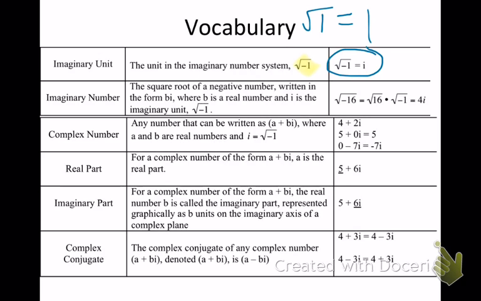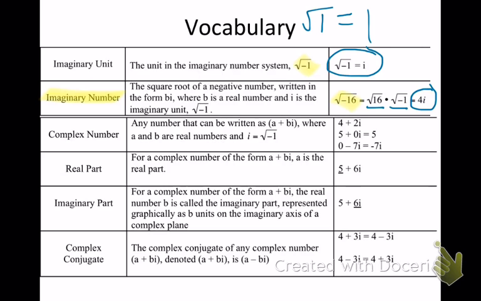Okay? So now we're going to use that to get imaginary numbers. For example, let's say I have the square root of negative 16. Well, I can break that down as the square root of 16 and the square root of negative 1. Square root of 16 is 4. The square root of negative 1 is actually i, so my answer there is going to be 4i. Okay, so we're taking these same ideas and we're introducing now the unit i.